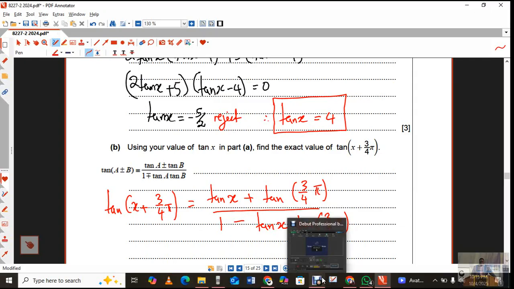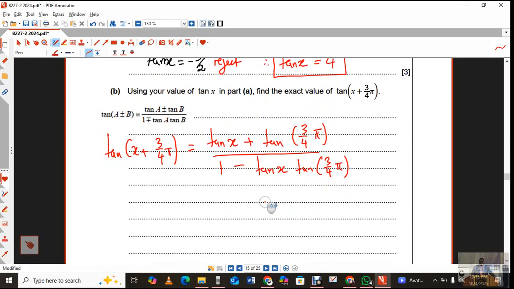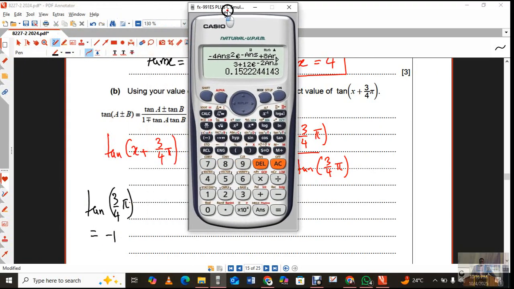But we know what tan x is from our answer before. From our previous answer, tan x is 4. So everywhere you have a tan x, you're going to replace it with a 4. And it will be quite interesting for me to know just what is tan of 3 over 4 pi. And you will see if you use your calculator that it's -1.